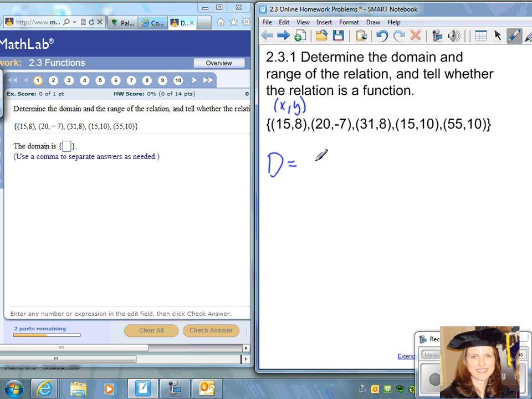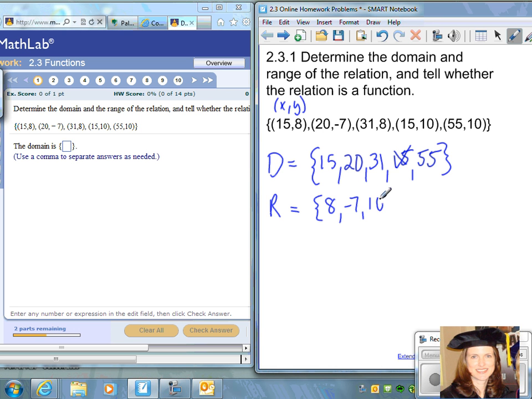So the domain is the set of all the x values that you see in each point, including 15, 20, 31, 15, and 55. The range would be all of the y values in each of the points we have. Oh, by the way, we probably don't need to write this 15 twice. We only need to list that value once in the domain. Now the range is the set of y values, including 8, -7, 8 again, we don't need to list it again, and 10. So we see we have our domain and our range.